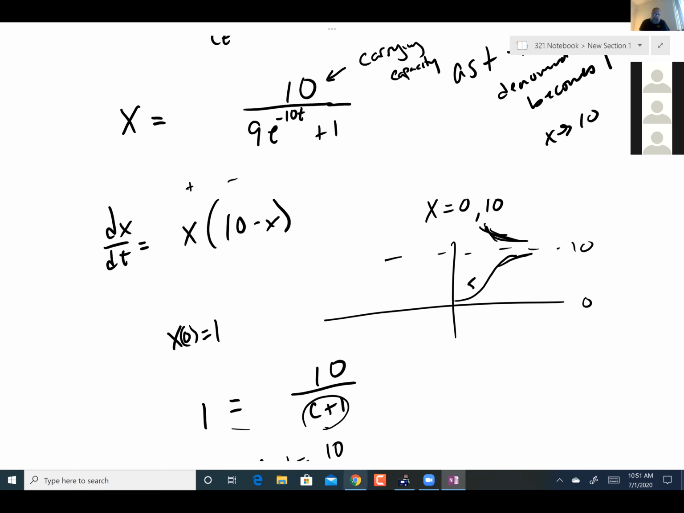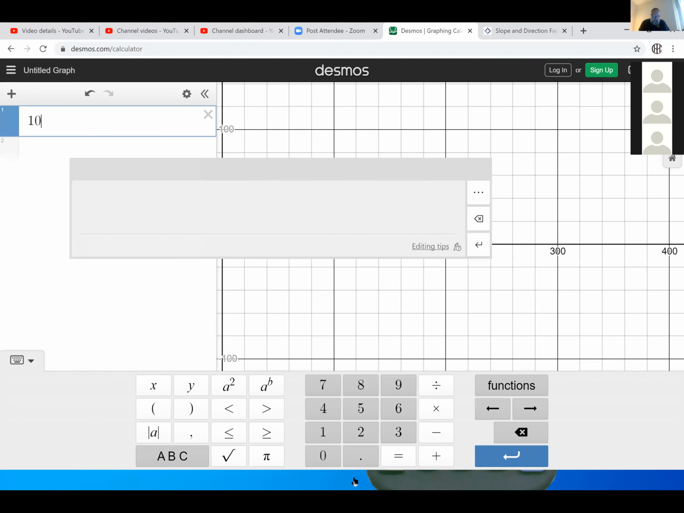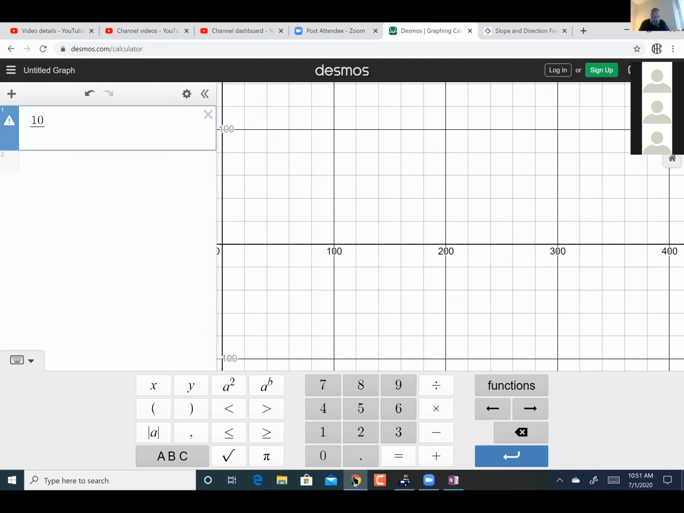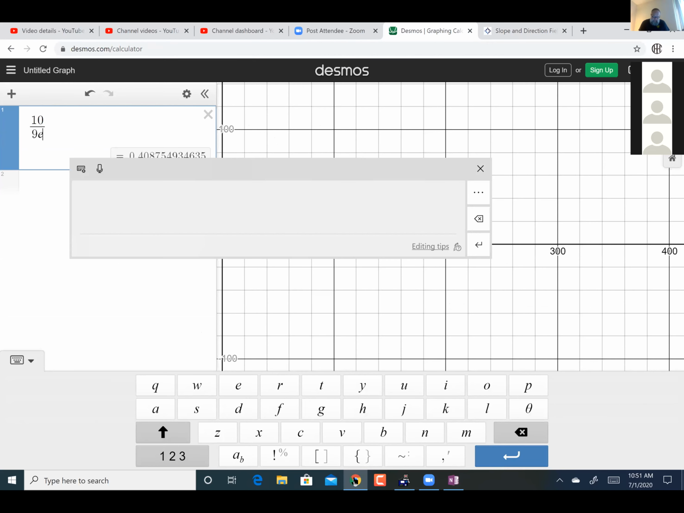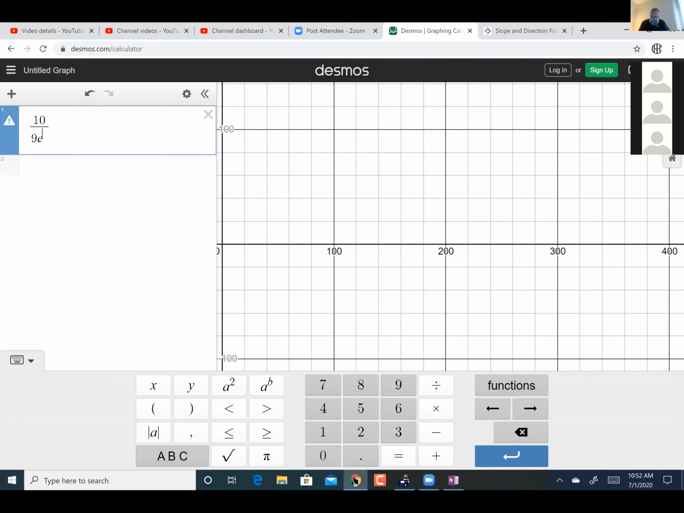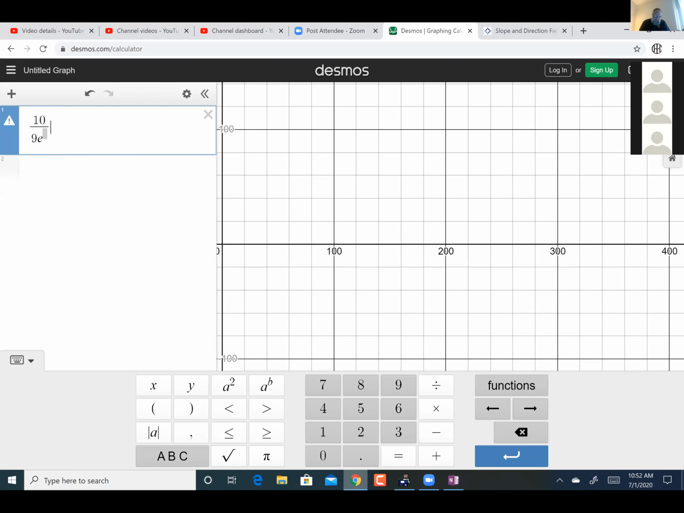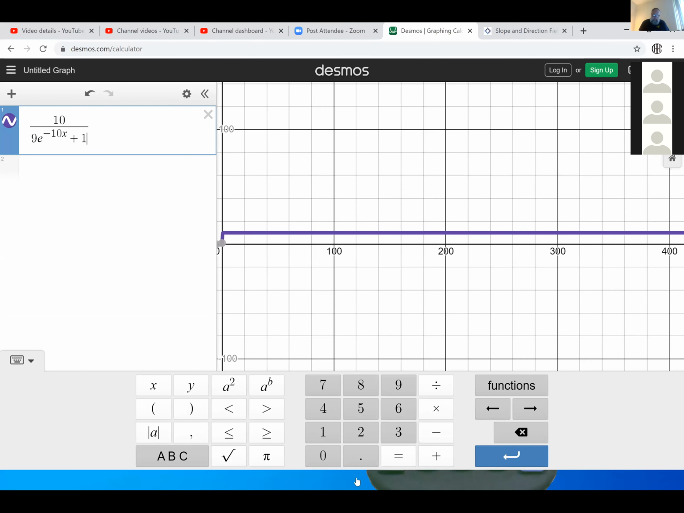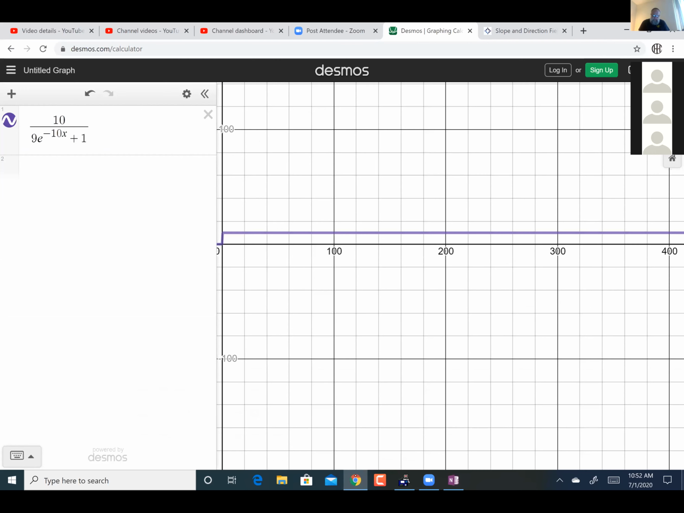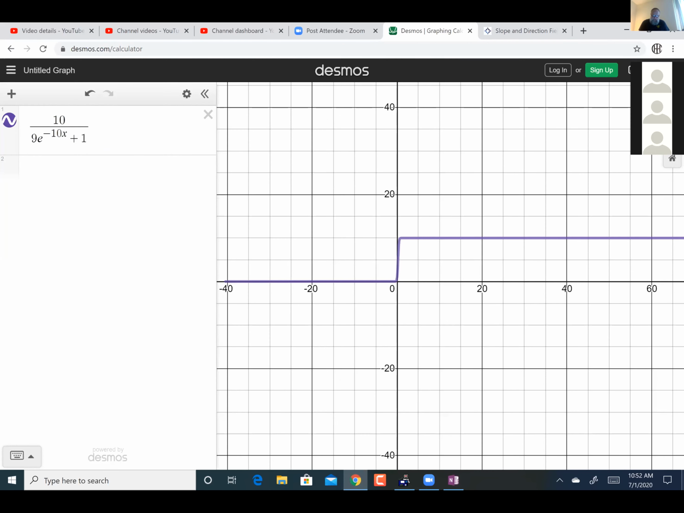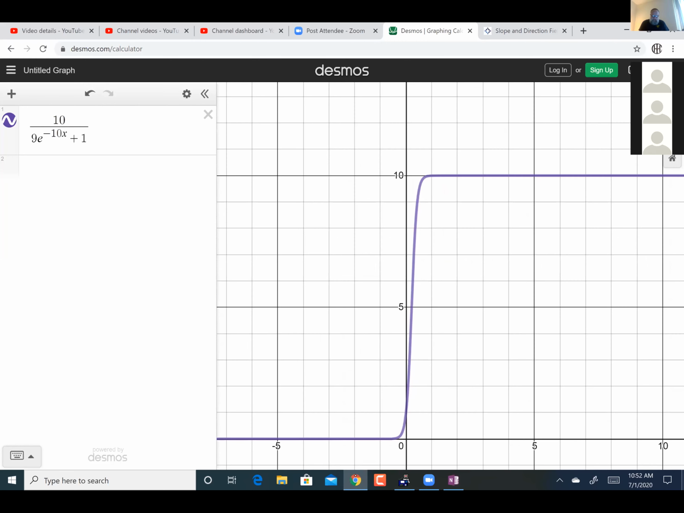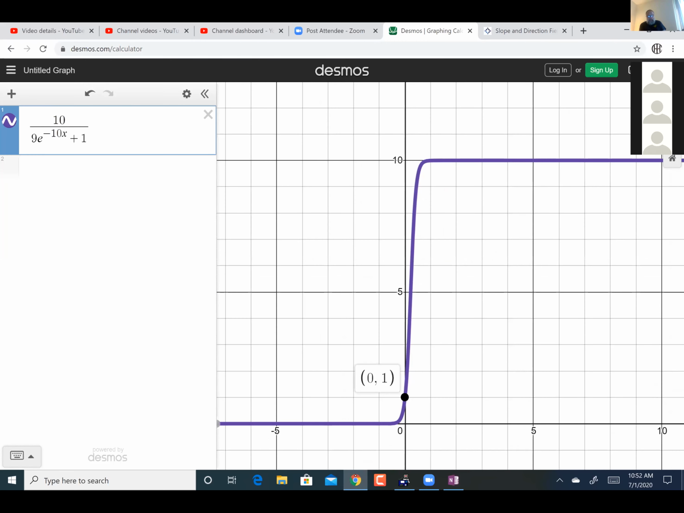And what I mean by that is if you come back into Desmos, it was 10 divided by 9 e to the negative 10x plus 1. Nice. And notice you have to zoom in quite abruptly on this one. Why? Because it grows like a bat out of heck, yes? Because this growth rate is huge, okay?